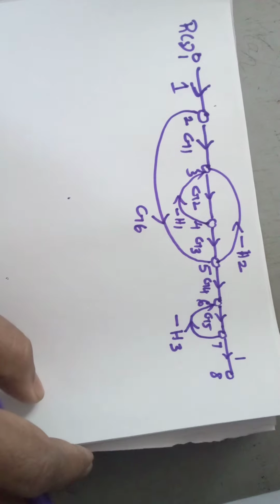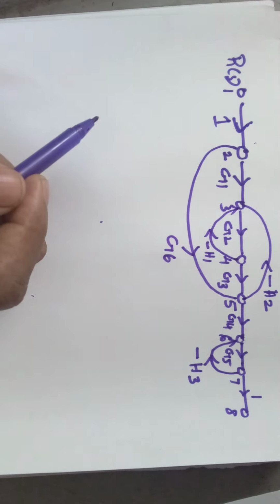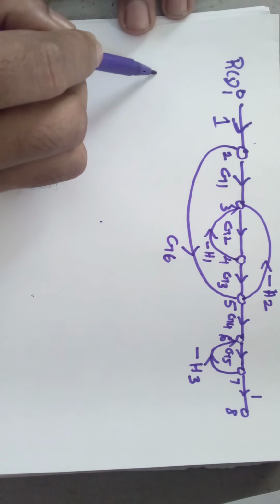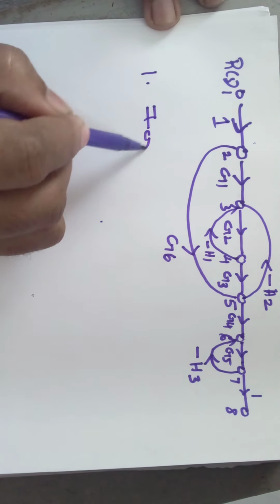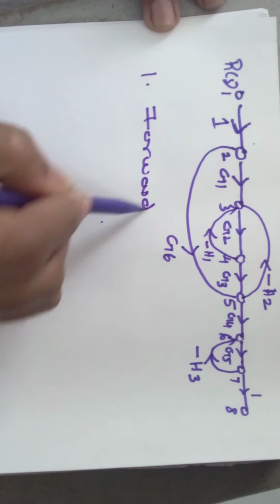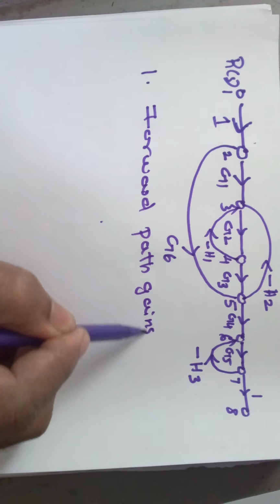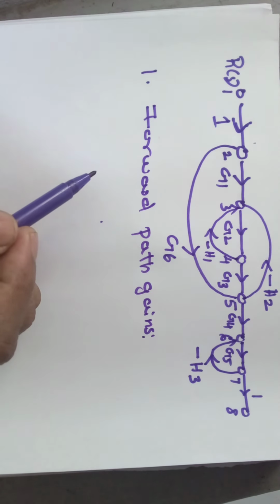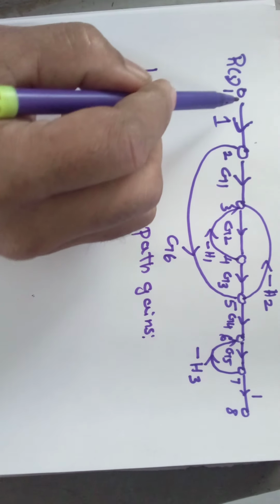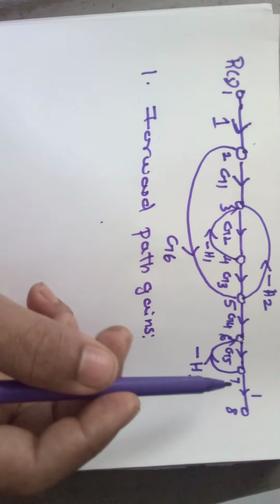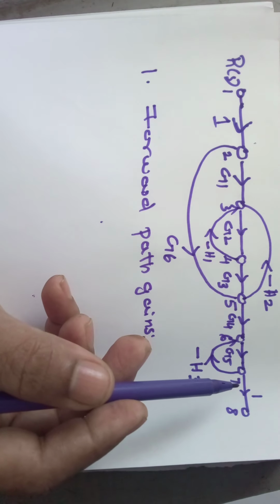How to find the transfer function? Let us start by writing the forward path gains first. So first of all you need to write the forward path gains. What are the forward paths? How many forward paths are there? A forward path means a signal starts from one node and ends at some other node.